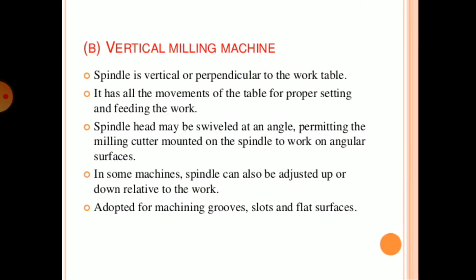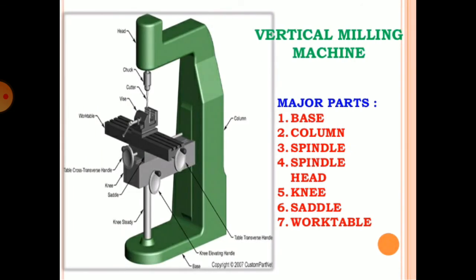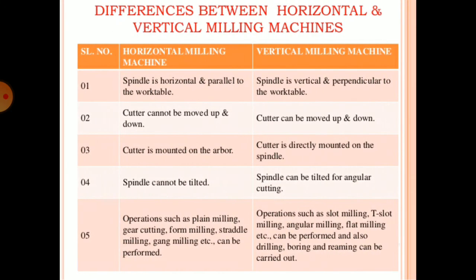Arbors. In vertical milling machine, spindle is vertical or perpendicular to the work table. It is adapted for machining grooves, slots, and flat surfaces. This is the vertical milling machine. Its major parts are base, column, spindle, spindle head, knee, saddle, and work table. Differences between horizontal and vertical milling machines are simple as that. Spindle is horizontal and spindle is vertical. Cutter cannot be moved up and down. In this, cutter can be moved up and down.